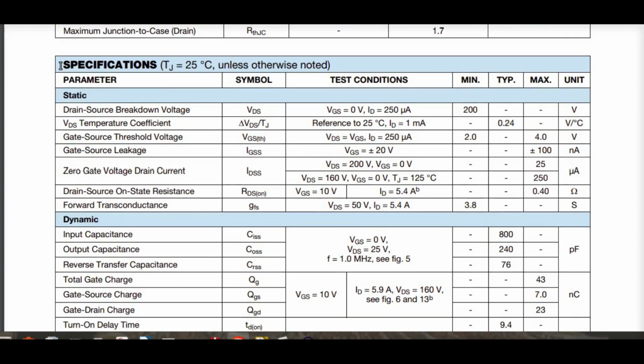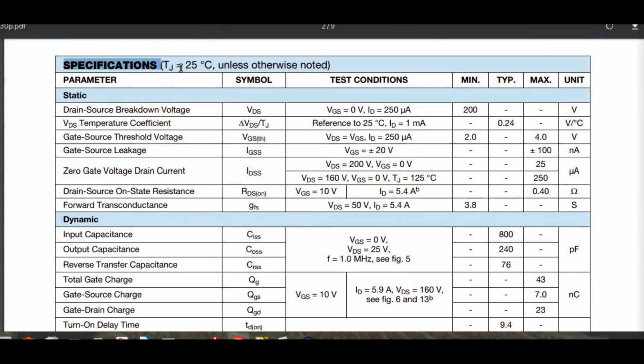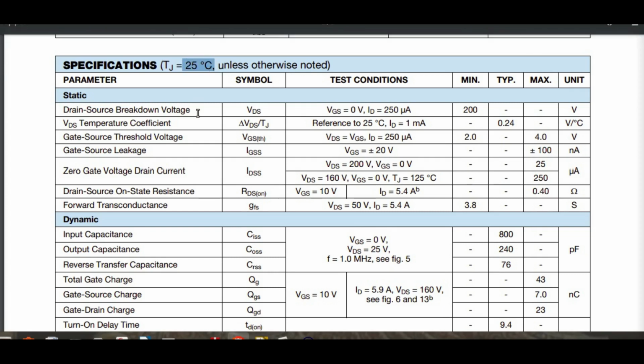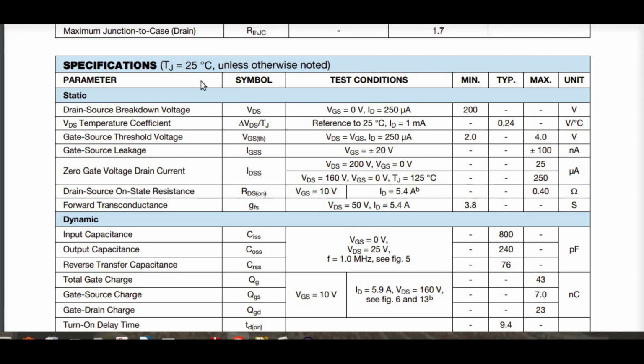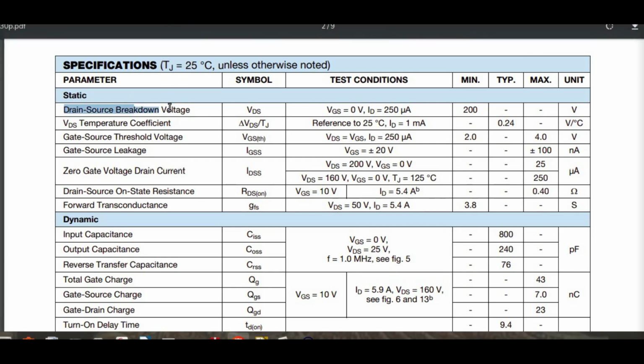Now we are giving the general specification of the MOSFET at 25 degree centigrade. You should be very careful, that is, we are not going to operate the device at 25 degree centigrade as far as Indian conditions are concerned. It will always be near 45 or 50 degree centigrade. So at 25 degree centigrade, drain to source voltage is 200. When the temperature increases, the voltage may come down.